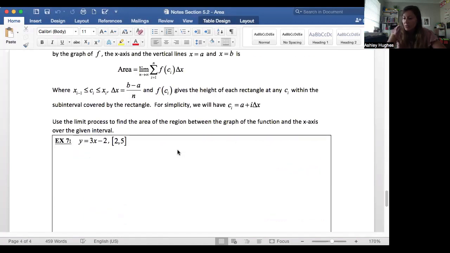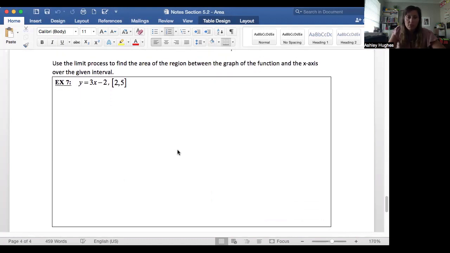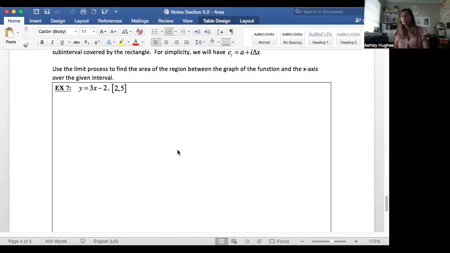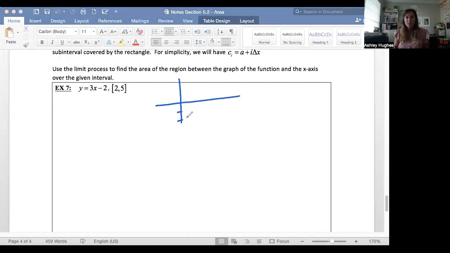Okay, so now this says we're going to use the limit process to find the area under the curve of 3x minus 2 from 2 to 5. First, let me just draw a picture of this so you can kind of understand what we're doing. 3x minus 2, 1, 2, and then from 2 to 5, here's 1, 2, 3, 4, 5.